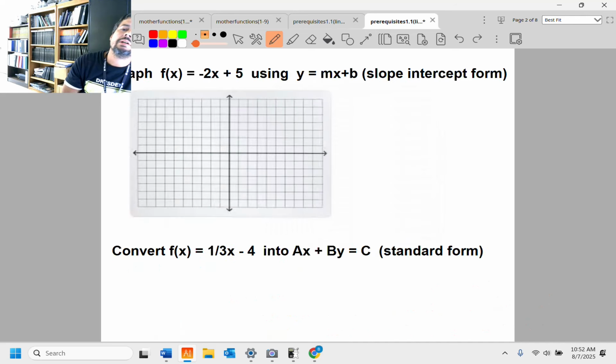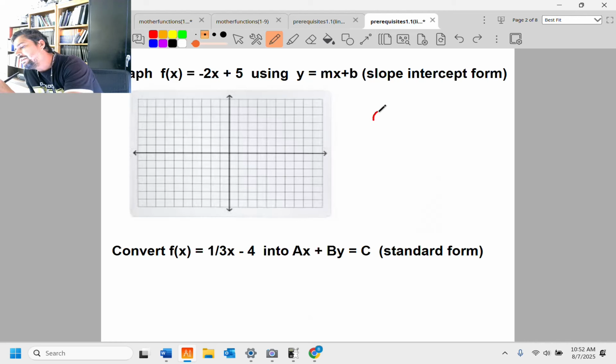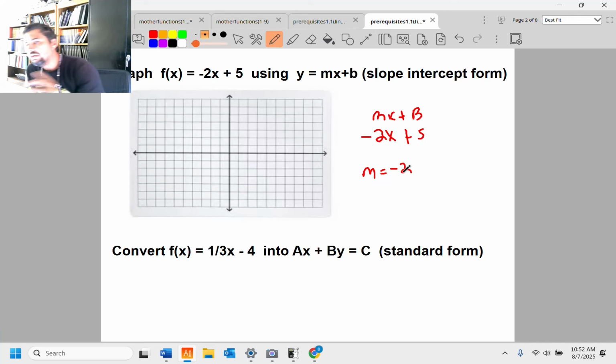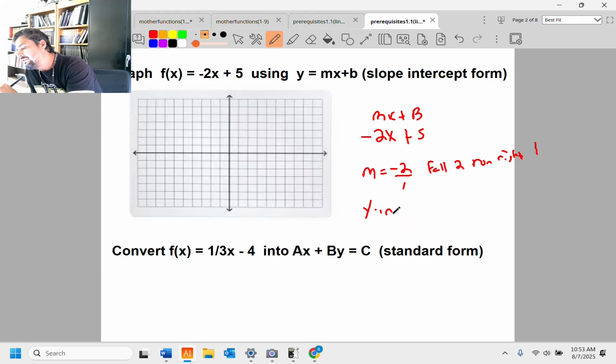Okay? Graph f of x equals -2x plus 5 using y equals mx plus b. So, I'm going to write down the mx plus b part. And I'm going to go ahead and just do a lineup process here. My slope is -2. It is not -2x, it's just -2, which means I fall 2 and I run right 1, because there's an understood 1 over everything. And my y-intercept is 5. Technically it's 0, 5. That's the coordinates.